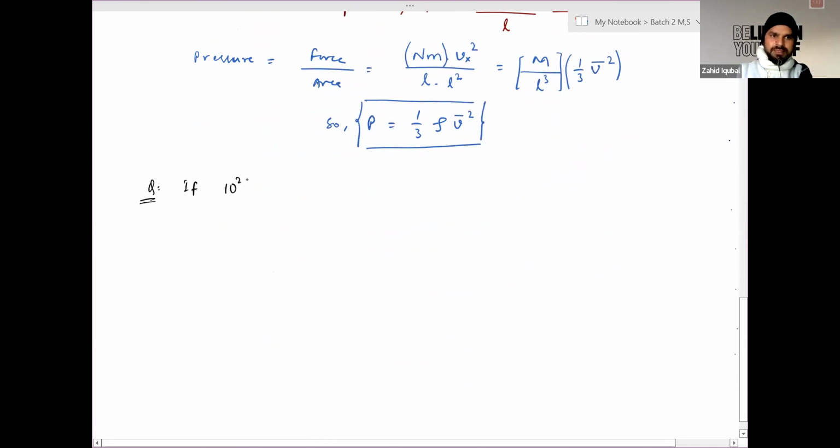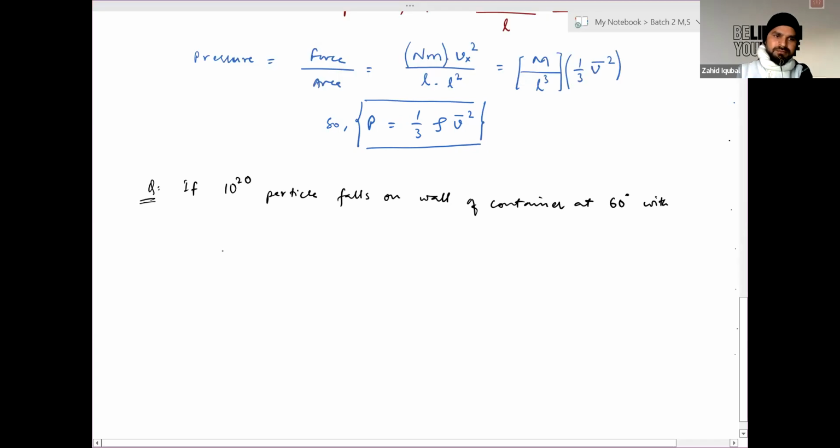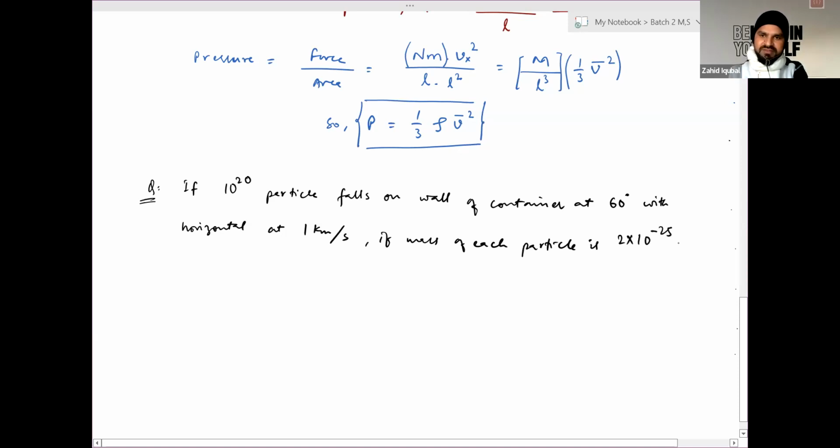If 10 to the power 20 particles fall on the wall of a container at 60 degrees with the horizontal at 1 kilometer per second, and if the mass of each particle is 2 into 10 to the power minus 25 kg, find the change in linear momentum.